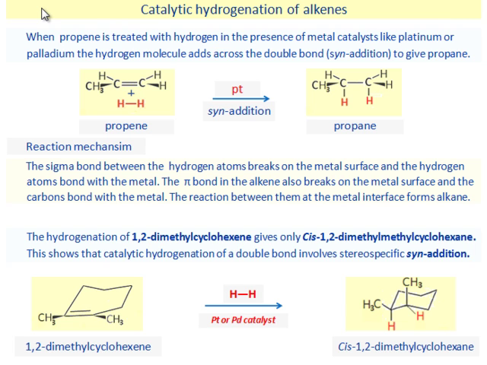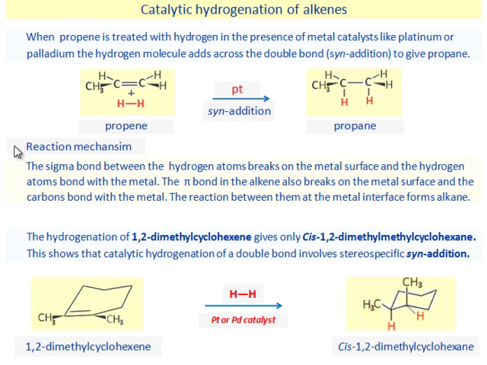Catalytic hydrogenation of alkenes. When propene is treated with hydrogen in the presence of a metal catalyst like platinum or palladium, the hydrogen molecule adds across the double bond to give propane.